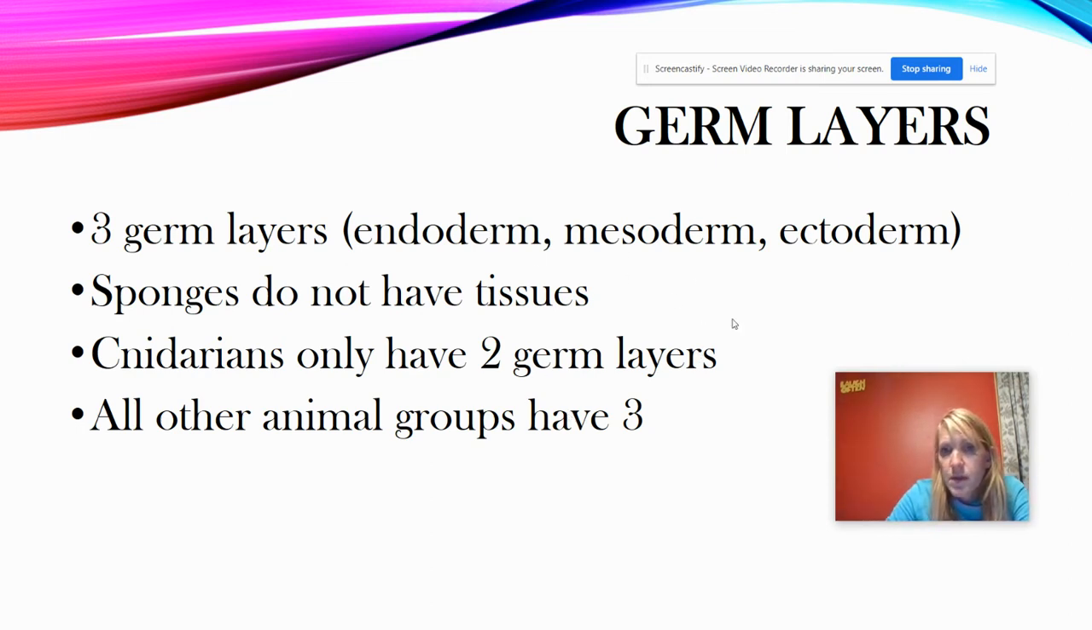They only have endoderm and ectoderm. So when we talk about this as we go on, it'll make sense why, okay, well, I guess sponges can't have tissues because they don't have germ layers. Or, that makes sense why cnidarians have this because they only have two of the germ layers. So all the other groups have three.